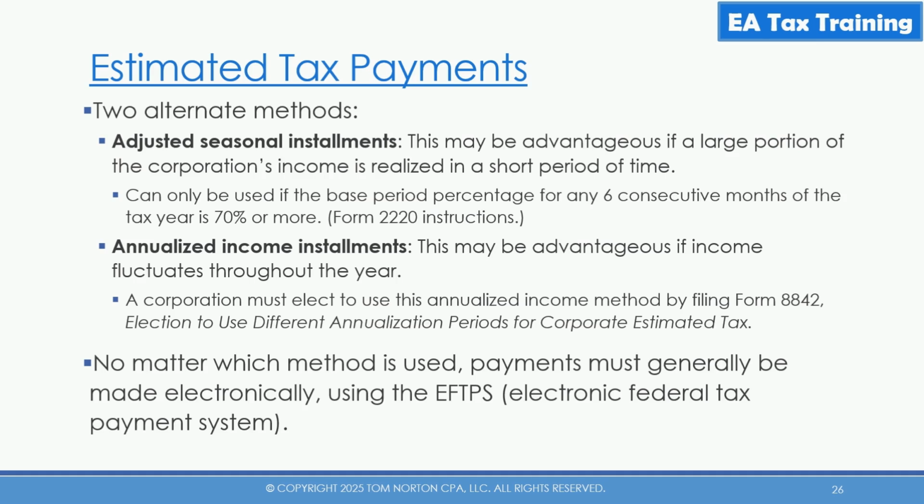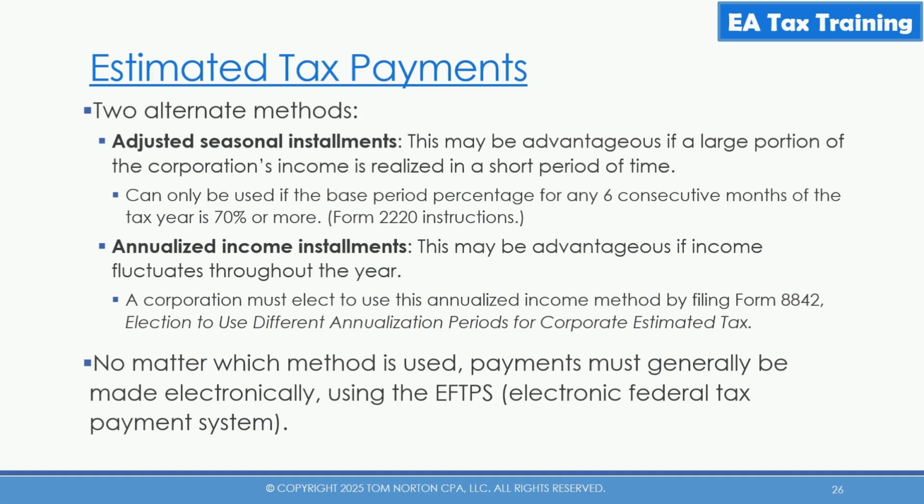There are 2 alternate methods. You do not need to know these in detail. Just know that they exist and the type of taxpayers that they are appropriate for. So first is the adjusted seasonal installments method. And as the name implies, this may be advantageous if a large portion of the corporation's income is realized in a short period of time. In other words, if it is a seasonal business.